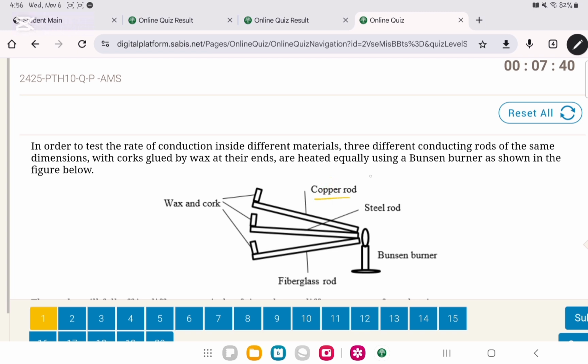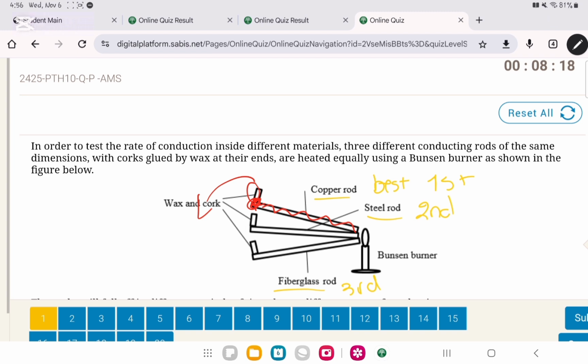You should know that copper is the best conductor out of these three. Then after it comes the steel rod, which is second, and finally the fiberglass, which is third. Since they are rods, they are solids, and you're heating one end, so heat will flow by conduction to the other end until the wax over here heats, and when it heats it will melt, and then the cork will fall.